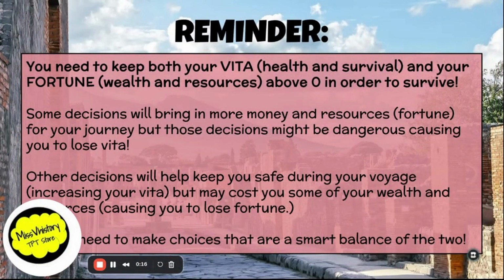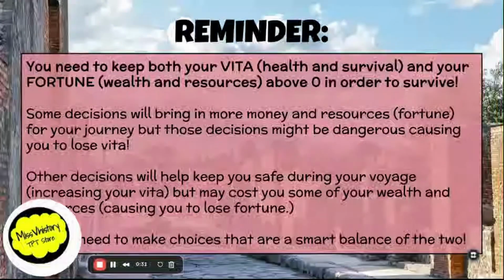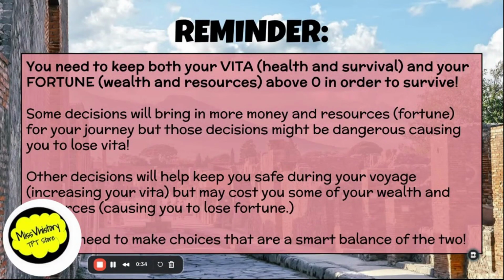Once your students have decided on their household profile, you're going to get a reminder, and they're going to make choices that could cost them money and resources, so fortune points, but it could also gain them Vita points or health points. And obviously the reverse is also true. Certain decisions could help them gain health or Vita points, but it might cost them some of their fortune points. And depending on how many points they're starting with, they're going to make different choices, because again, the goal is to keep both their Vita and their fortune above 0 in order to survive.